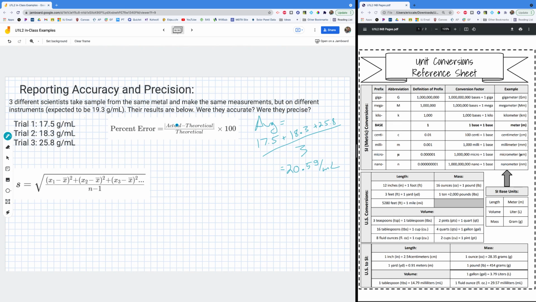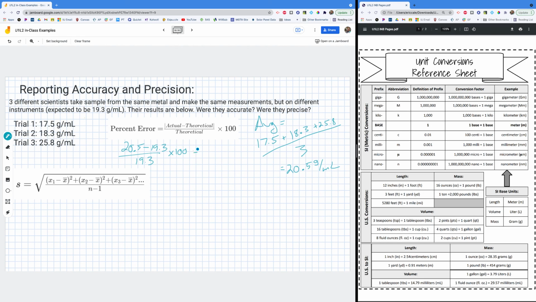These absolute value bars just tell you to ignore any negatives. So if maybe the theoretical value was bigger than this number, we'd have a negative up top. We don't care if the percent error is negative or not. We're just always going to report it as positive. So we'll do 20.5, what we actually got, minus 19.3, divided by 19.3, times 100.